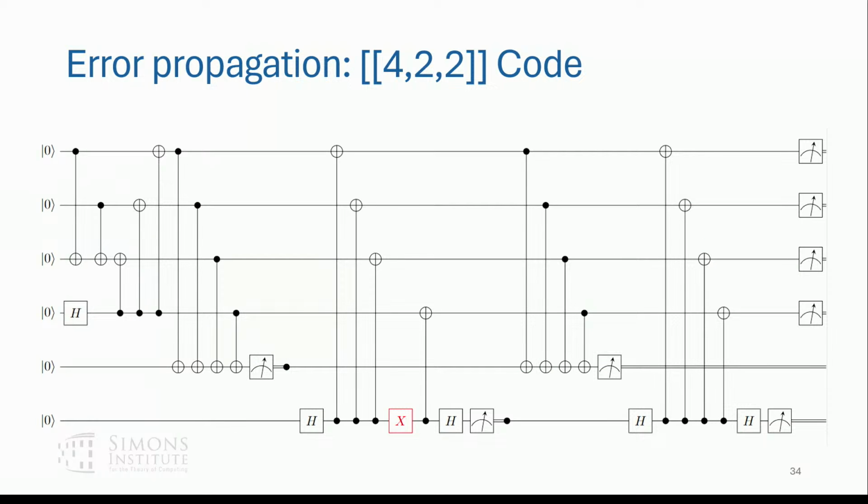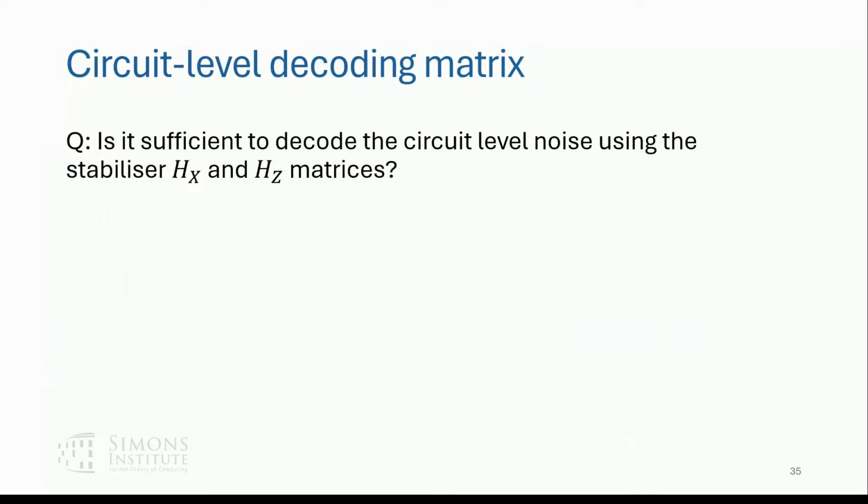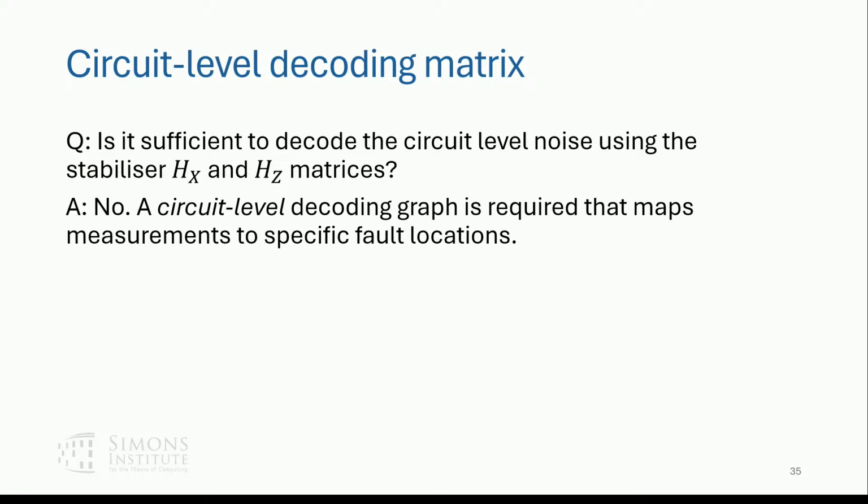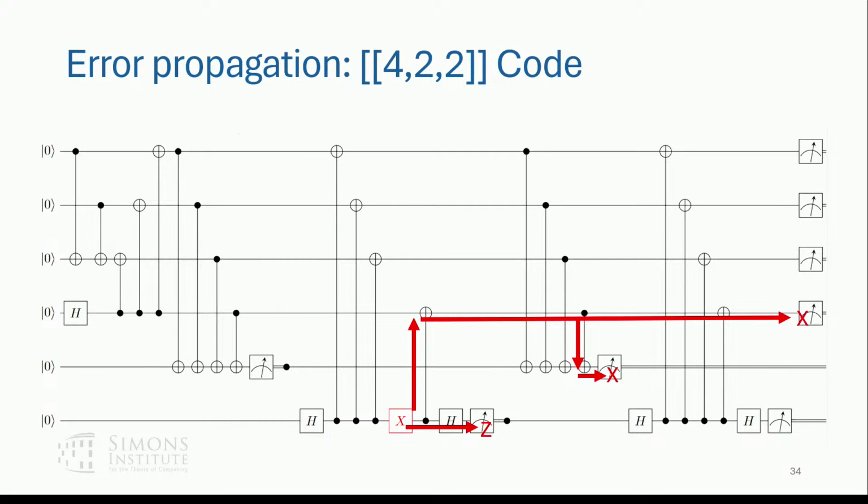Okay, so as an example, what we find if we have an X error hit in this part of the 422 syndrome extraction circuit is that it will propagate like this. So I'll activate both this syndrome measurement and this syndrome measurement. Okay, so given this more complicated circuit level noise model, is it sufficient to decode the quantum LDPC code using the techniques that we've been describing so far, i.e. just decoding the HX and HZ matrices as classical codes? And the answer to this is unfortunately no. So what we need is a much more detailed decoding graph that relates each sequence of measurements here to each specific error mechanism in our circuit.